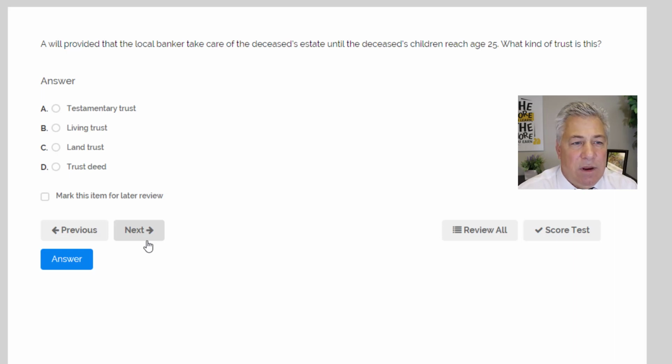Exam prep question number 20. A will provided that the local banker take care of the deceased's estate until the deceased's children reach age 25. What kind of trust is this? A, testamentary trust. B, living trust. C, land trust. Or D, trust deed.